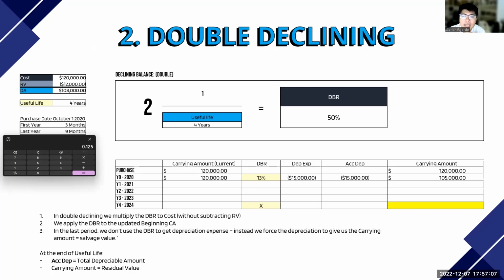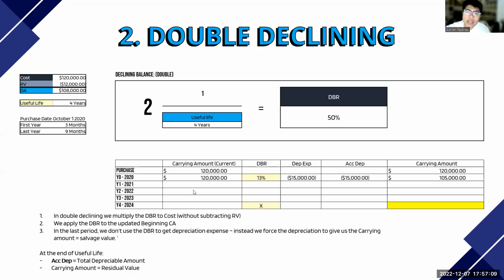And then ito, dire-diretso na. What's the carrying amount? 105. E di multiply lang natin yung DBR of 50% to get DepX of 52,500. Okay, ano yung carrying amount in the beginning? 52,500. We multiply the DBR at 50%. So yung DepX mo for that year is 26,250.